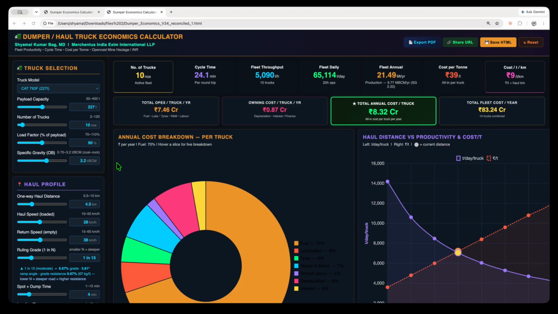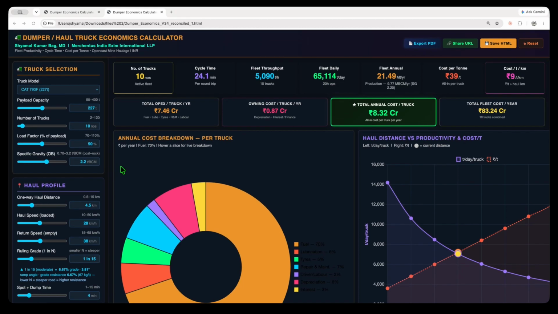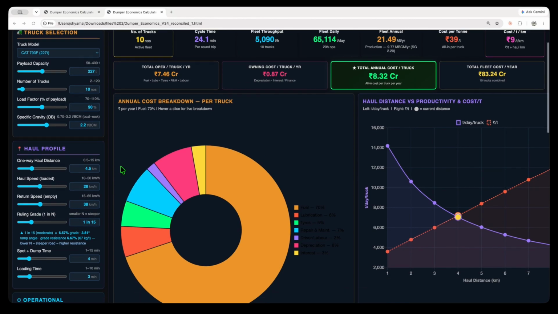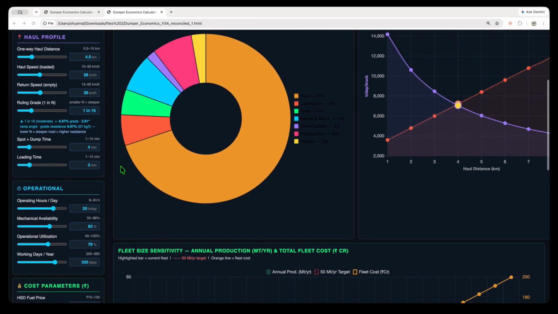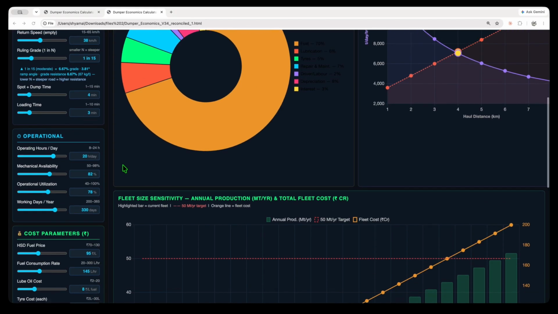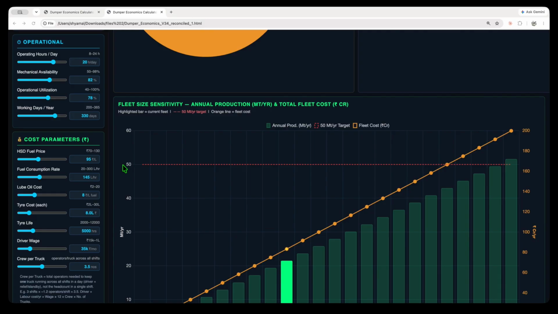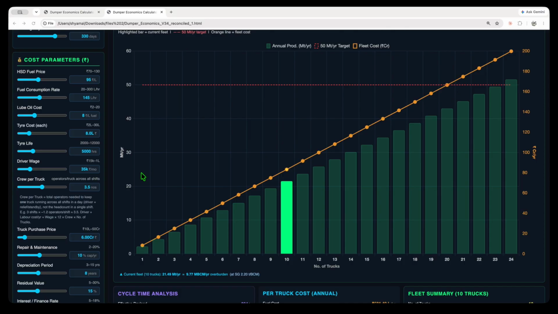Every open cast mine eventually asks, what does it actually cost to move 1 ton of material by truck? Not a rule of thumb, a full owning and operating cost built up from cycle time, fuel, tires, maintenance, crew and capital all in one place. In your browser, no installation, no internet connection needed.